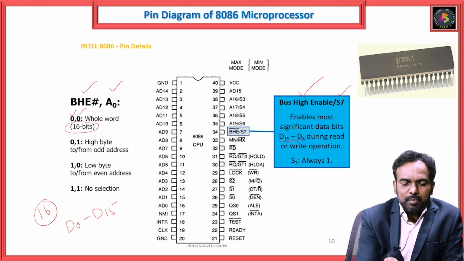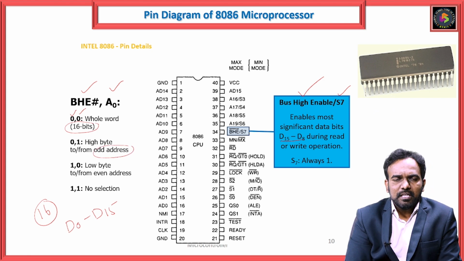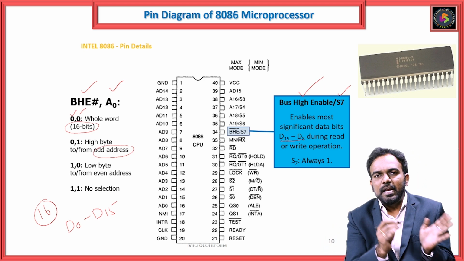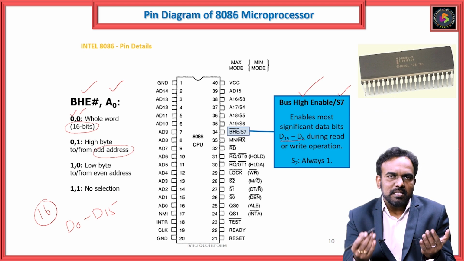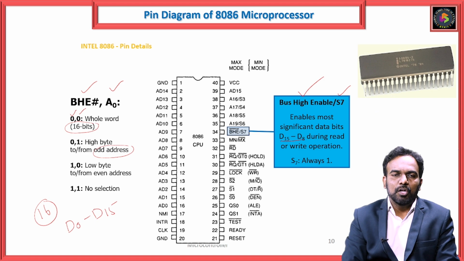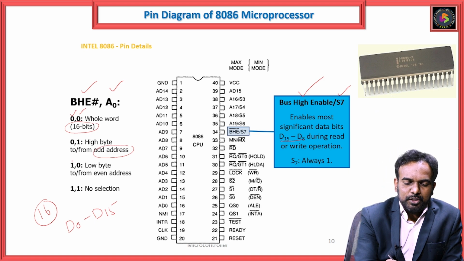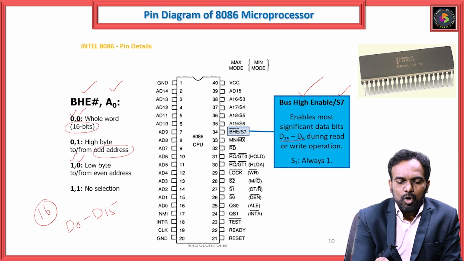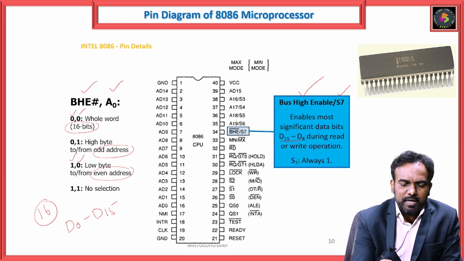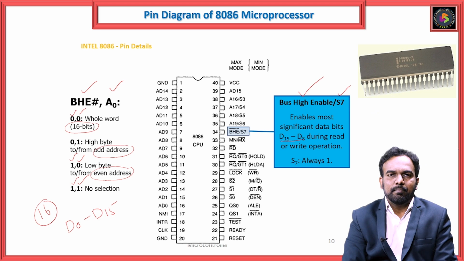For 01, the high byte is from the odd address. I already told you in the last session, the total 1 MB memory space is divided into even bank and odd bank. We can access data from the even bank addresses, and we can also access data from the odd bank addresses. Here 10, if we make BHE and A0 this way, the low byte is selected from the even bank, that is the even addresses. If you want no selection, for no operation, we make BHE and A0 signals 1 and 1.